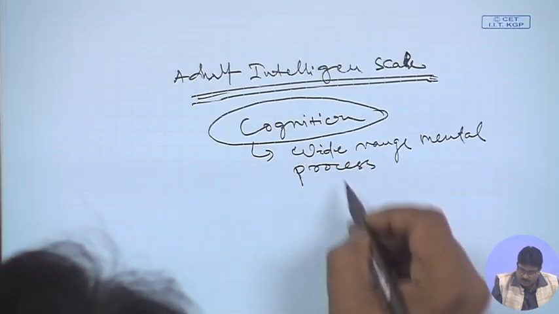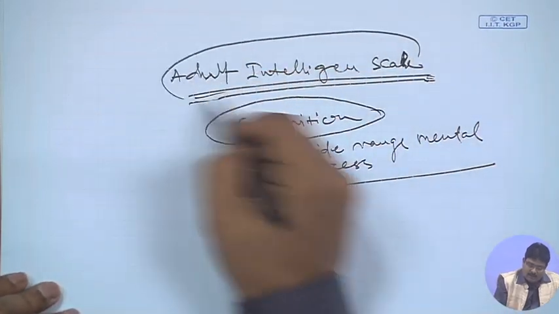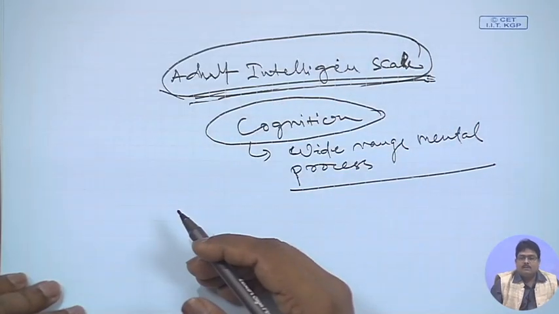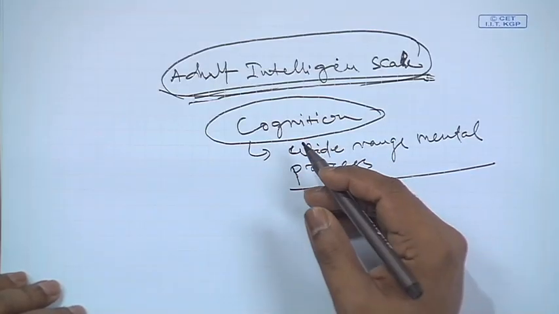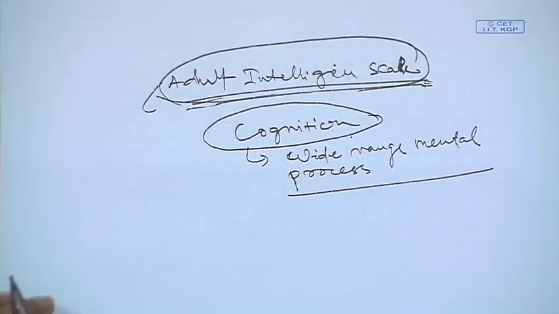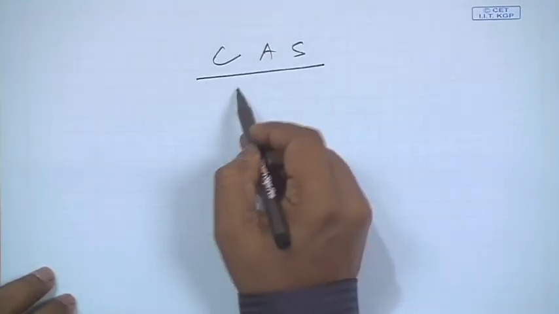So, probably we will be missing most of the important mental processes while evaluating one's adult intelligence. Therefore, it is essential to look beyond the traditional intelligence scale to map one's mental ability, or we can reframe and redesign the other areas of cognition to include in the measurement of intelligence. That would be a better approach to study adult intelligence, such as perception, memory, imagery, language, concept formation, problem solving, reasoning and decision making. Just now we discussed the CAS, the Cognitive Assessment System developed by Das and Naglieri.